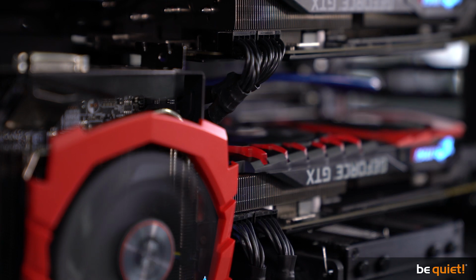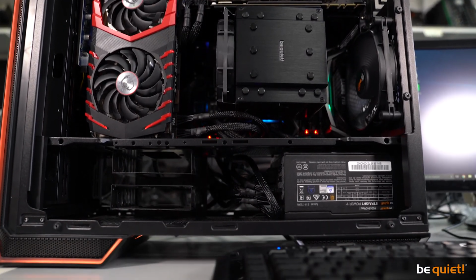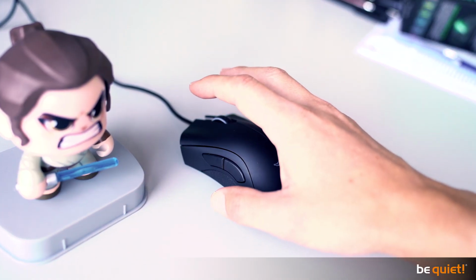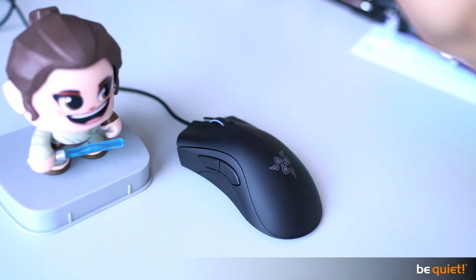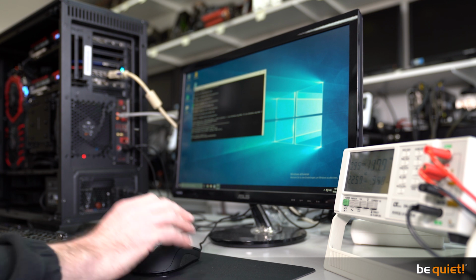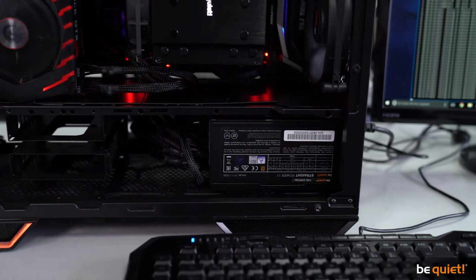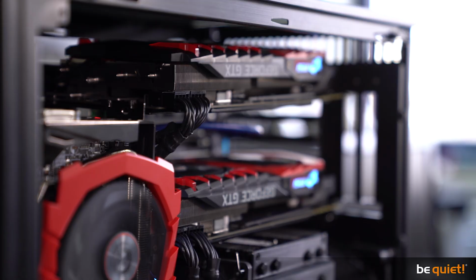Following the software configuration, we held our breath. Could our Straight Power 11 run all of this with 750 watts? Hooray! It can. Three GTX 1080 Ti with 11 GB of RAM each, which are supposed to consume 1800 watts of power, and an unused CPU idling with about 60 watts ran for hours without any hitch.